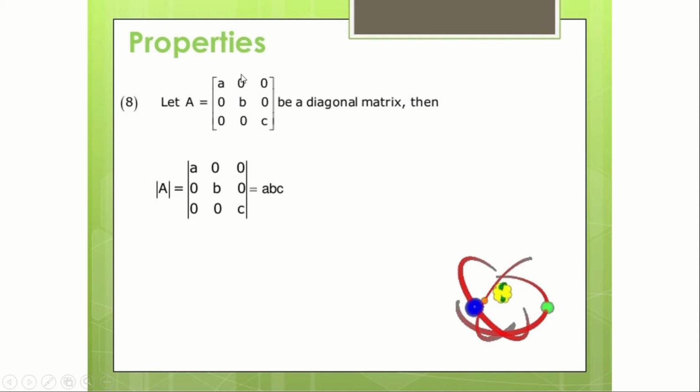So if A is a diagonal matrix, then the determinant is equal to ABC. The determinant will be equal to the multiplication of all the elements in the diagonal, that is ABC. So this is the eighth property. If a matrix is a diagonal matrix, then the value of the determinant will be the product of the diagonal elements. I hope you understood all the properties well.